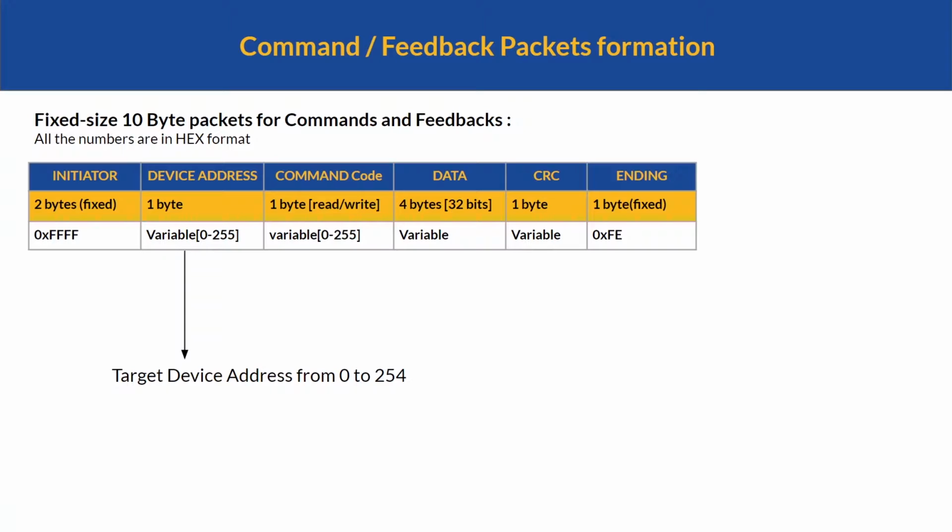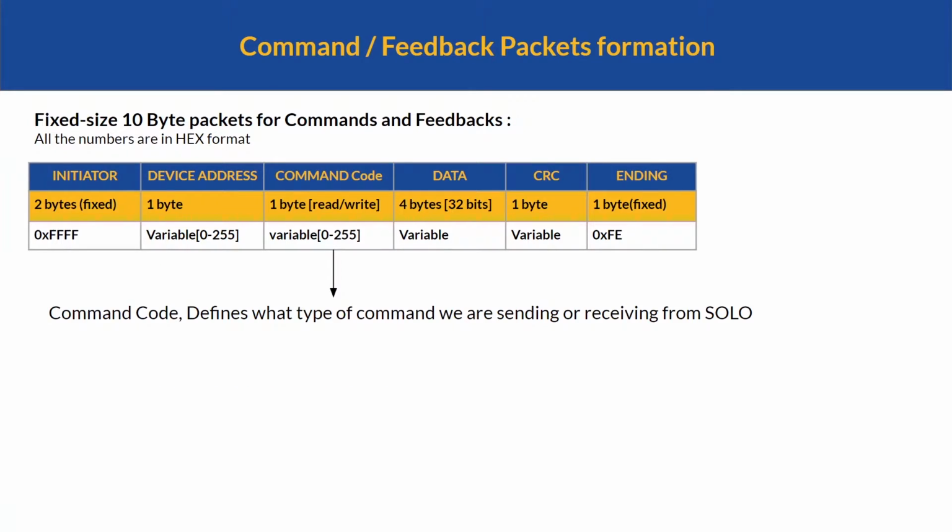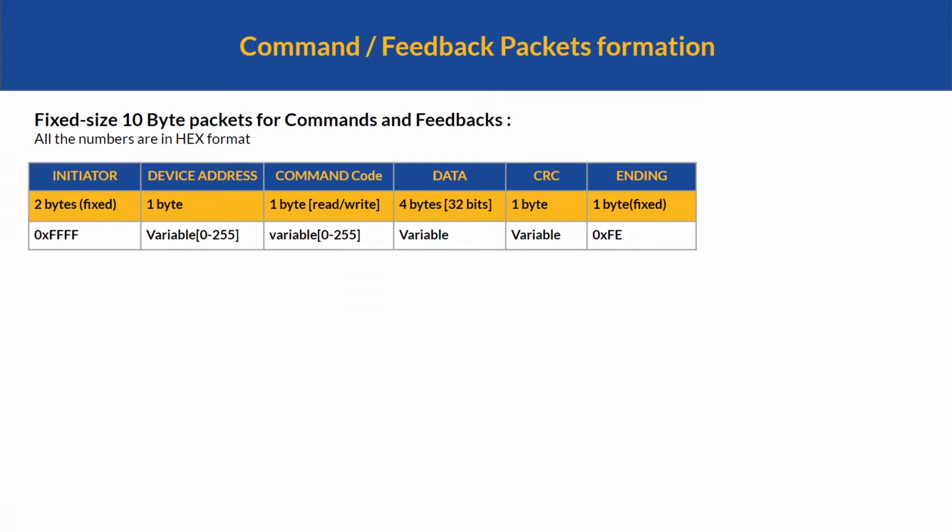You can give a completely unique address to a Solo, which will define the address of the Solo for you. The next thing is the command code, which is 1 byte, and in this part we define what type of command we are sending to Solo or what type of feedback we're asking Solo to send back. Each command has a unique code between 0 and 155.